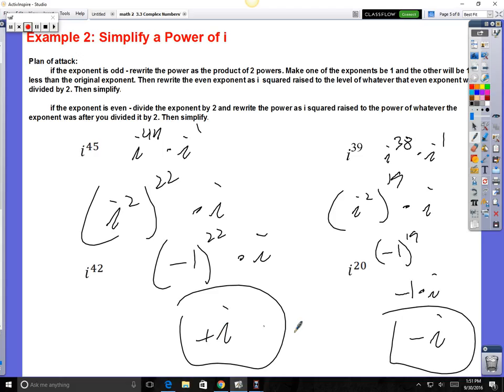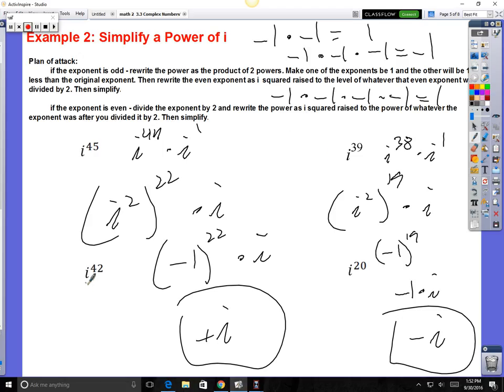Why is this one a positive and why is this one negative? That's the good question. Because this one has 22 squares. If you multiply 1 by itself a million times, it's 1. But a negative 1 times a negative 1 is a positive 1. A negative 1 times a negative 1 times a negative 1 is a negative 1. Four negative 1s is back to a positive 1. It alternates positive 1, negative 1, positive 1. Because if you have an even amount of negatives, it's going to be positive. If you have an odd amount of negatives, it's going to be negative.